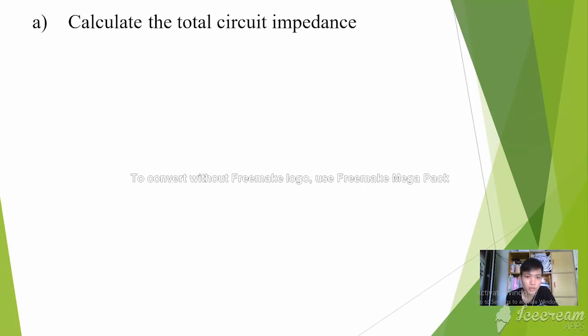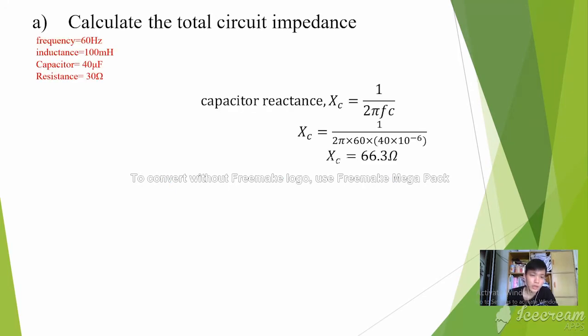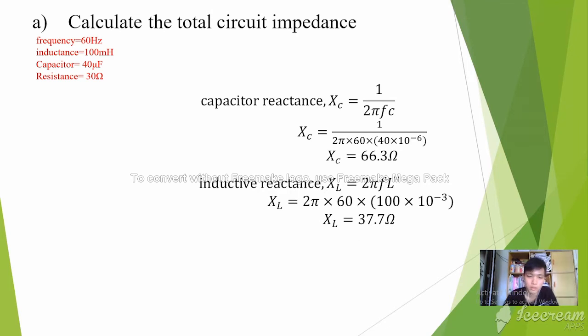First, we are going to calculate the total circuit impedance. To do so, we calculate the capacitive reactance and inductive reactance first. For the capacitive reactance, we use the formula 1 over 2 pi FC. In this question, the frequency is 60 Hz and the capacitor is 40 microfarad. From this equation, we get the capacitive reactance, which is 66.3 ohm.